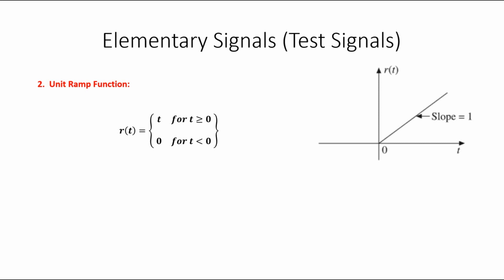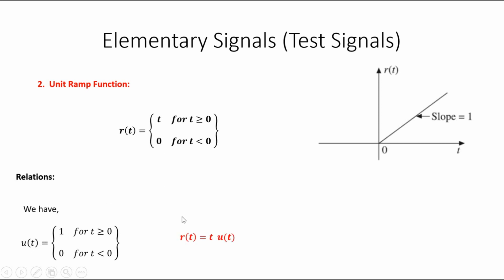Then we can have some relations between the unit ramp function and the unit step function. We have the unit step function u of t equal to 1 for t greater than or equal to 0 and 0 for t less than 0. The only difference between these two is that here it is t and here it is 1. If you multiply u of t by t, you get t here and 0 there, so it becomes r of t. So r of t is equal to t into u of t.